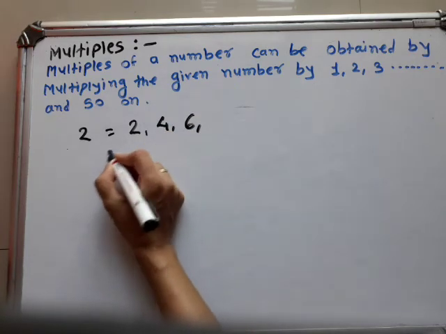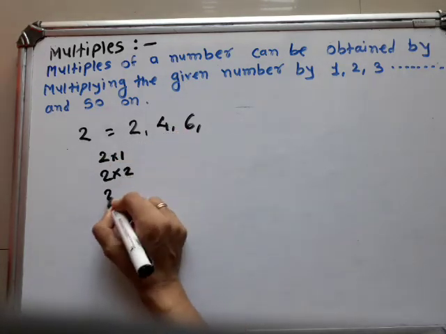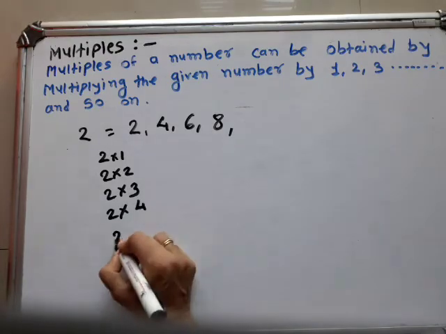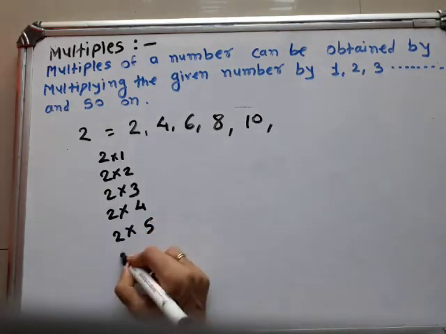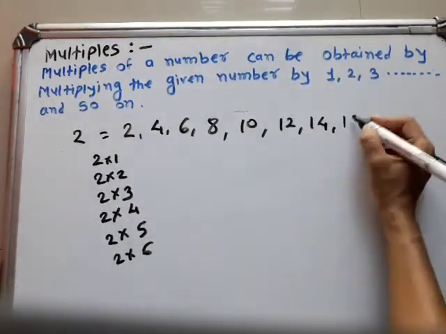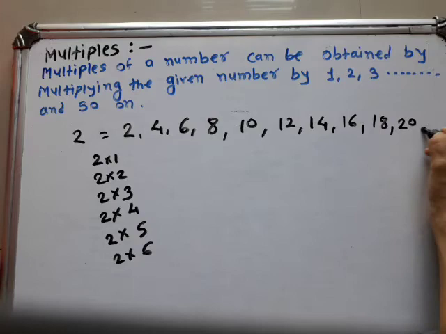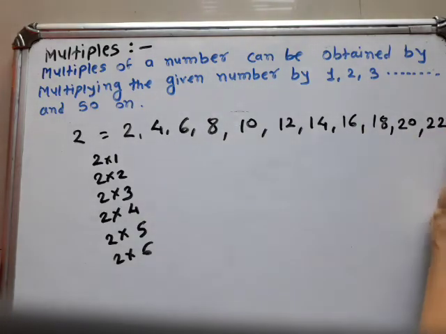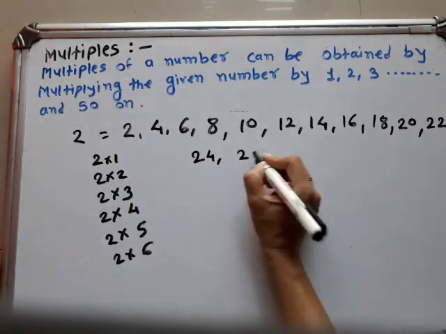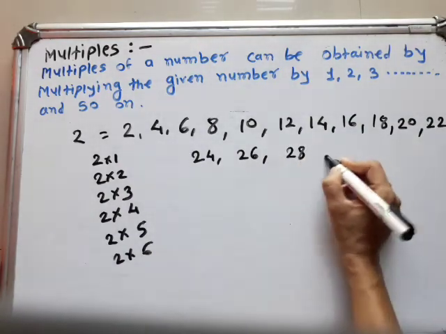We multiply first by 1. 2 ones are 2, then 2 twos are 4, 2 threes are 6, 2 fours are 8, 2 fives are 10, 2 sixes are 12, 2 sevens are 14, 2 eights are 16, 2 nines are 18, 2 tens are 20, 2 elevens are 22, 2 twelves are 24, 2 thirteens are 26, 2 fourteens are 28 and so on.